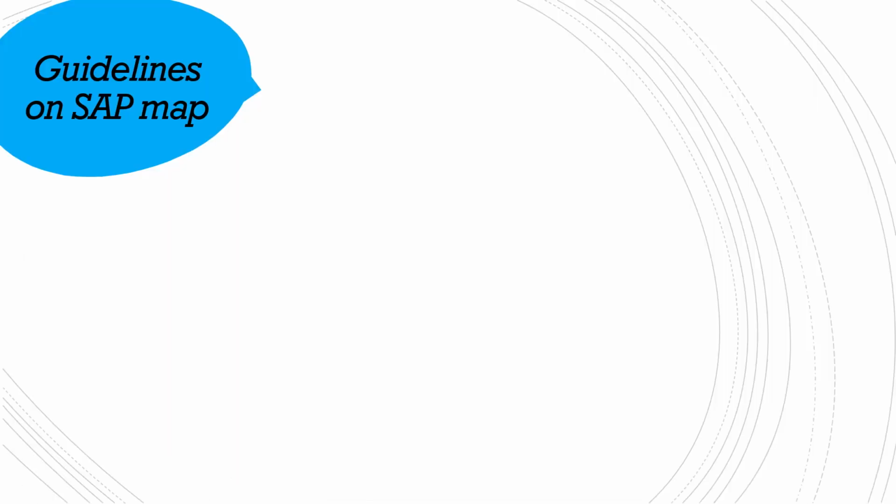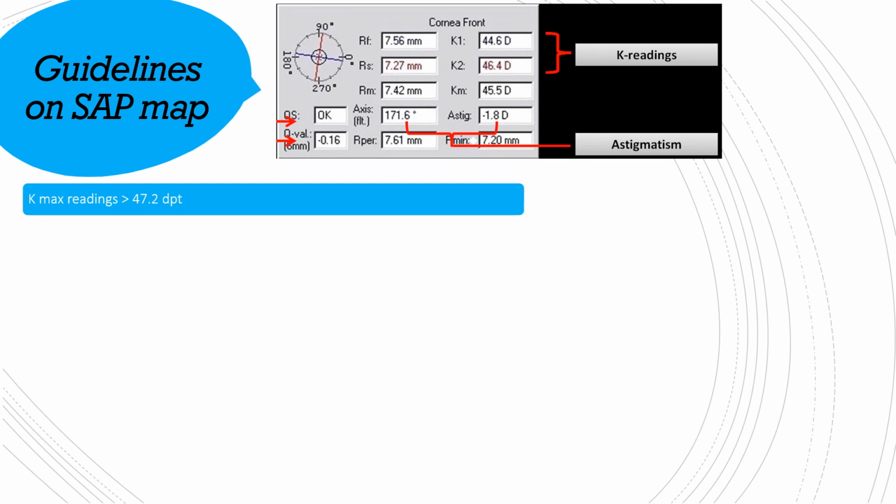And now the parameters on the SAP map. First of all, the K max. The K max should be less than 47.2. This one is K1, K2 and Km. The K max is a bit down on the topographic map. You can see that in the video on the parameters.